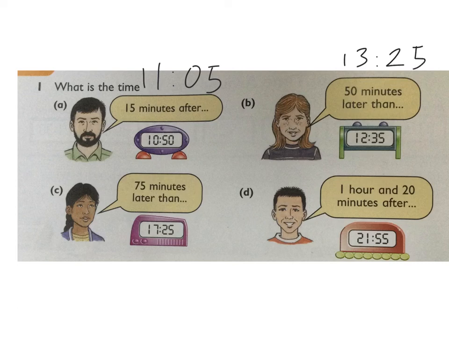75 minutes later, so 75 minutes is an hour and 10 minutes. You could add your 10 minutes first, which would bring you up to 17:35, then add your hour, and it would be 18:35.